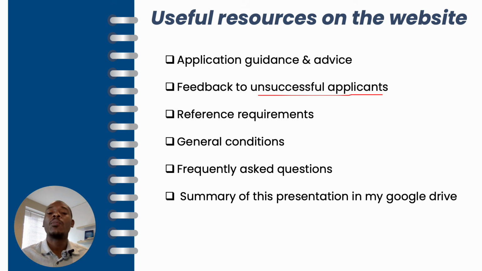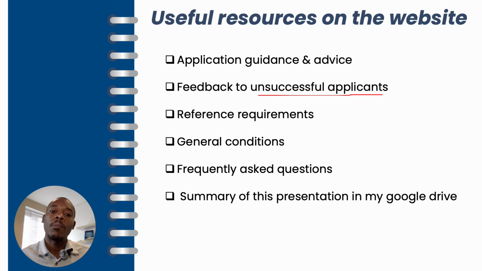The Commonwealth Scholarship does not provide individual feedback to those who are not successful, but they have compiled a list of the most common issues that they find in the applications. So it's important that you refer to that section of the website. You'll find the link also in the PDF, and you'll be able to read through and understand what those who were not successful lacked in their application. This will help you not to make the same mistakes that others made.